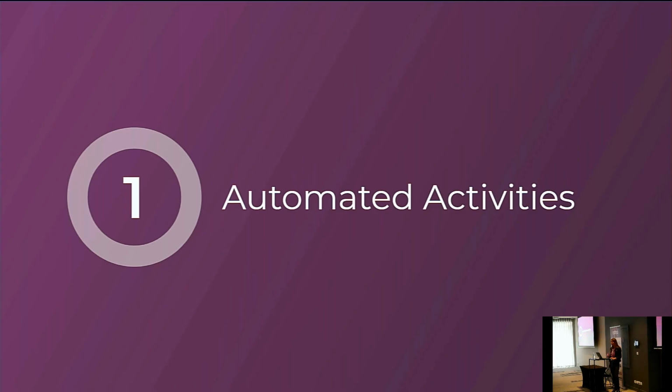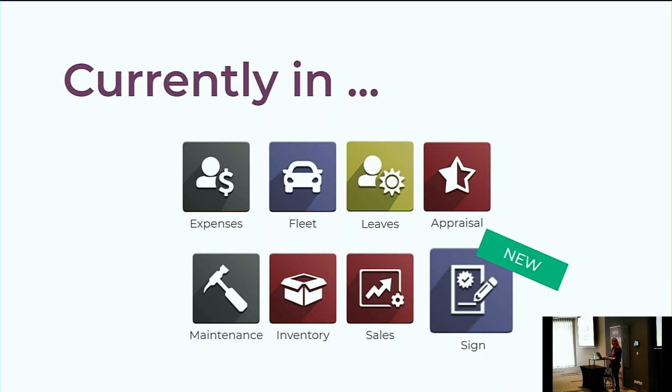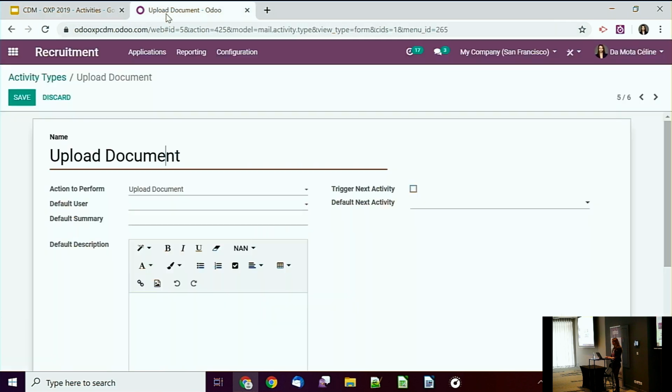So let's talk now about the automated activities. In fact, for automated activities, we want the system to be automated. So we want the system to tell us, okay, I think maybe you have to check this, or maybe you have to check that. So this is really automated in the system. Currently, you have automated activities in those applications, and there is a new one in version 13, which is Sign. So let's go directly in, and check it on the demonstration.